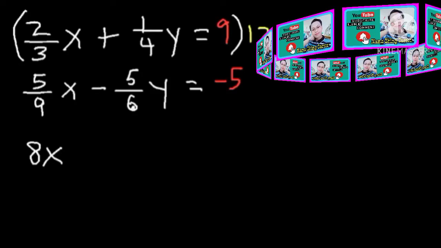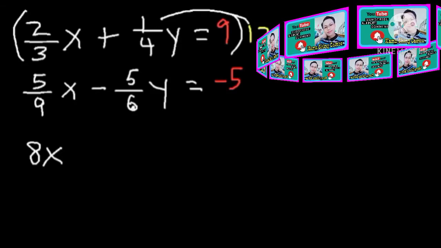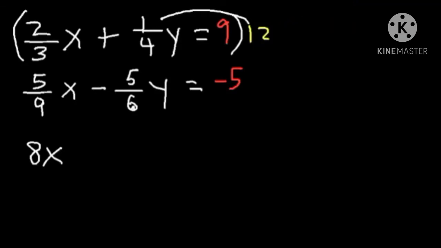Now what about 1/4 y times 12? 12 times 1/4 is the same as 12 divided by 4, which is 3. So this is going to be positive 3y. And now what is 12 times 9? 9 times 10 is 90, and 9 times 2 is 18. If you add 90 and 18, you get 108. So 12 times 9 is 108.